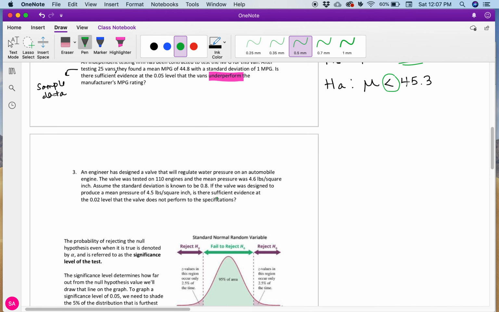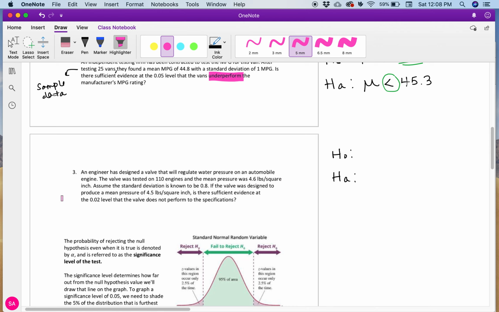All right, so let's do another example. Number 3, I'm going to go ahead and write H sub 0 and then H sub A. An engineer has designed a valve that will regulate water pressure on an automobile engine. Okay, they didn't give us any information yet about the mean. The valve was tested on 110 engines, and the mean pressure was 4.6 pounds per square inch.